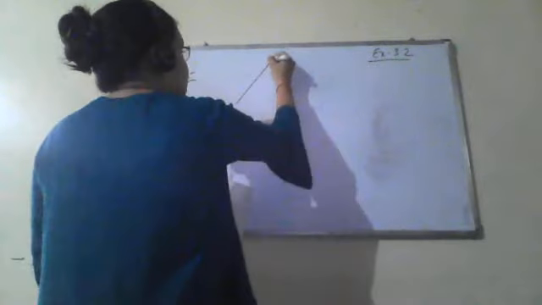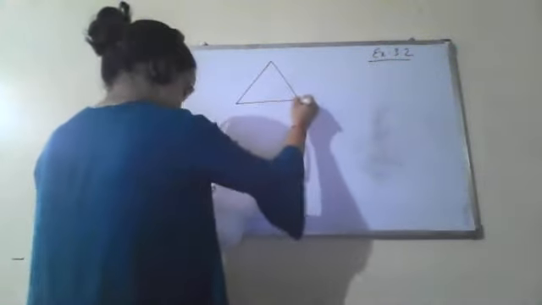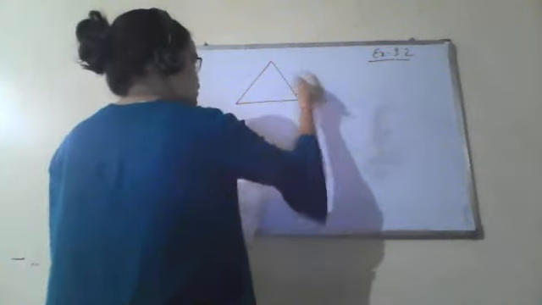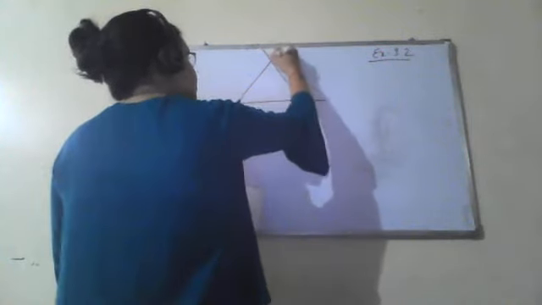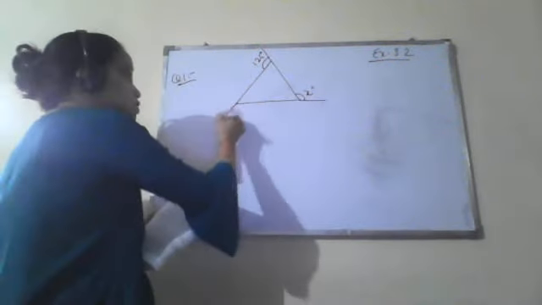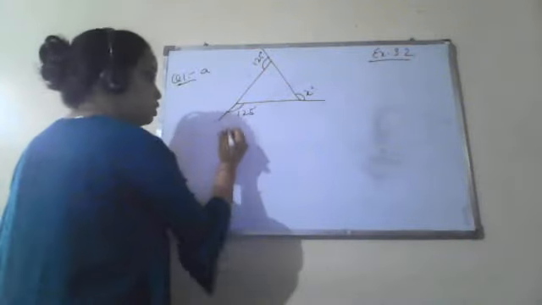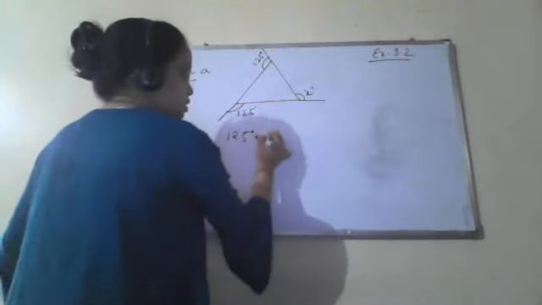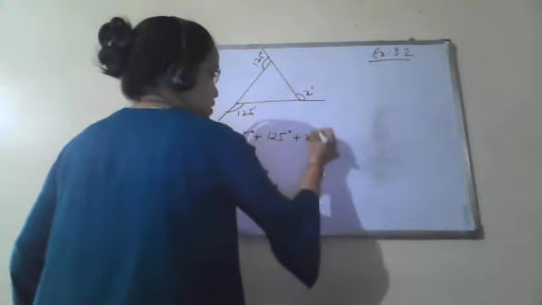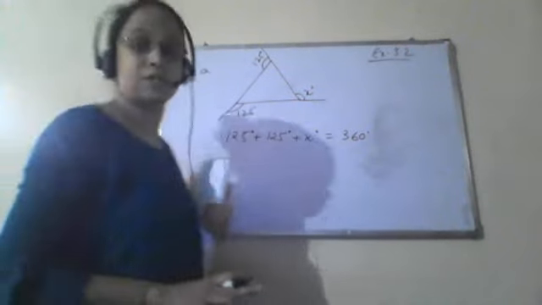So this is given a triangle. This is x. This is 125 degree, and this is also 125 degree. This is A part. So the sum of all exterior angles is equal to 360. So 125 degree plus 125 plus x degree will be equal to 360 degree, and you have to mention the reason as well, because the sum of exterior angles of a polygon is 360 degree.